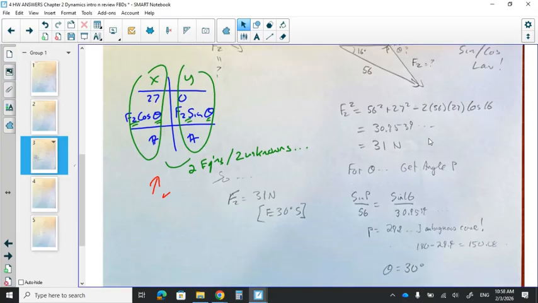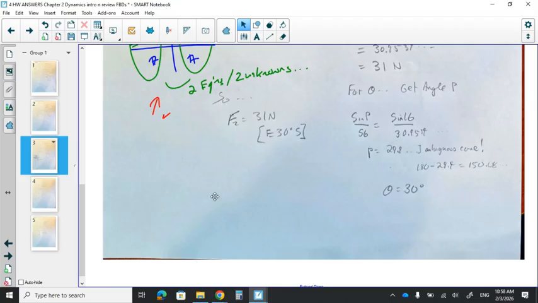Just want to make sure you recognize sine law, cosine law. Probably shouldn't keep avoiding those. Go back, review them, get to know how to use them.